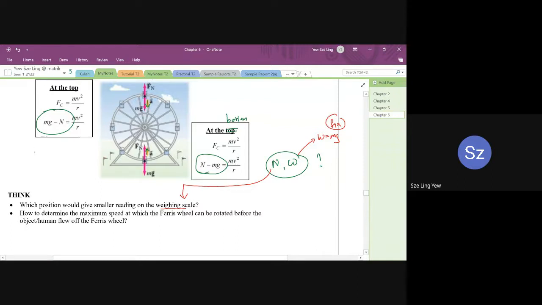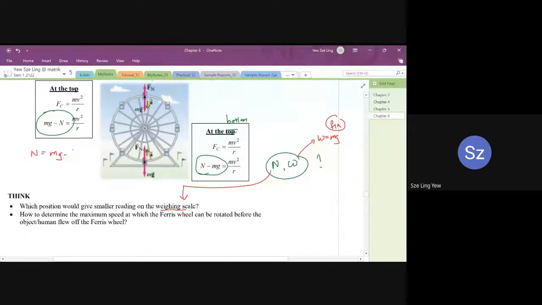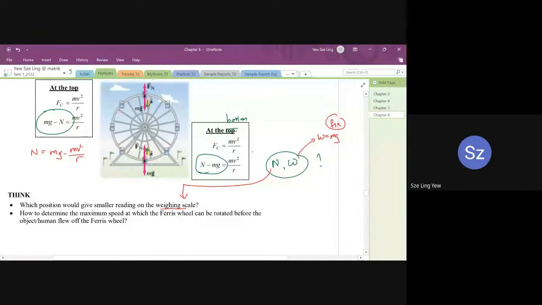So if you're at the top, N equals what? N equals mg minus mv squared over r. If you're at the bottom, N equals mg plus mv squared over r. Which means if you're at the top of the Ferris wheel, you will have a smaller reading on the weighing scale because N is equal to your actual weight minus the centripetal force. But if you're at the bottom of the Ferris wheel, the reading of the weighing scale, which is N, is equal to your actual weight plus the centripetal force, mv squared over r.